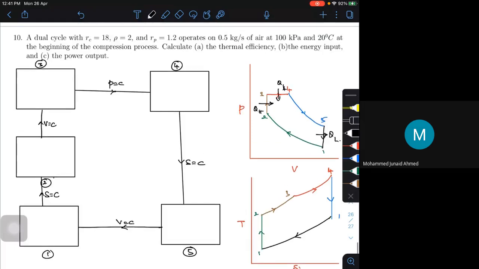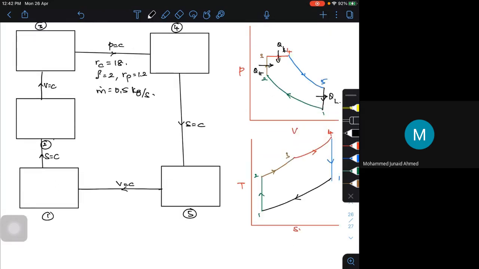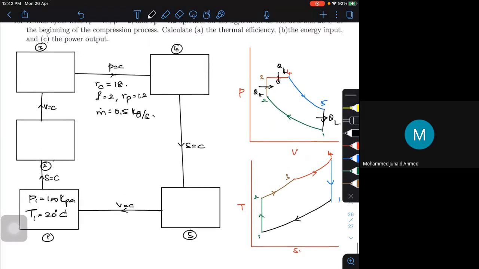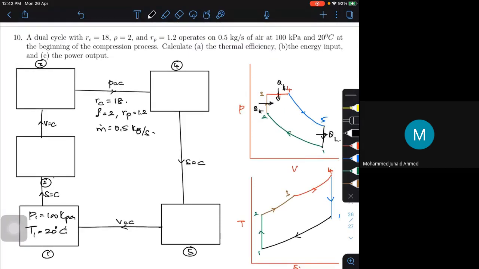See what is given in the problem statement. They have given RC is equal to 18, rho is equal to 2, the pressure ratio RP is equal to 1.2, and the mass flow rate, which is 0.5 kg per second. And they are given the initial temperature and pressure, that is P1 is equal to 100 kilopascals, T1 is equal to 20 degrees Celsius or 293 degrees Kelvin. And you have to find the thermal efficiency, the energy input, and the power output.